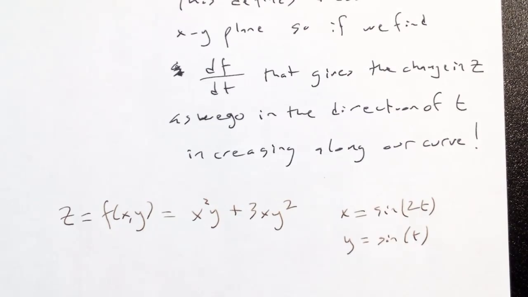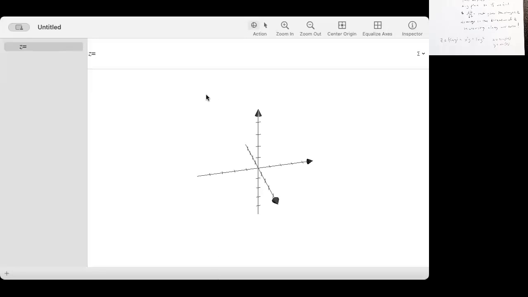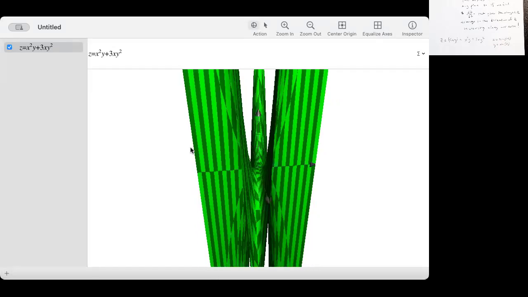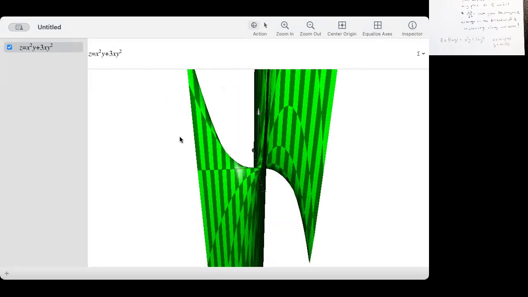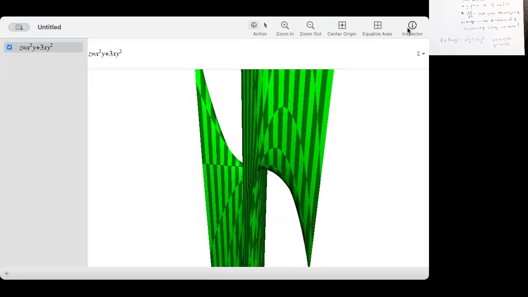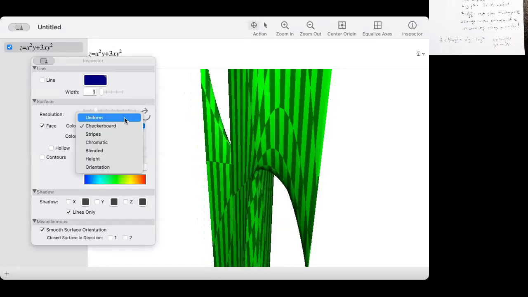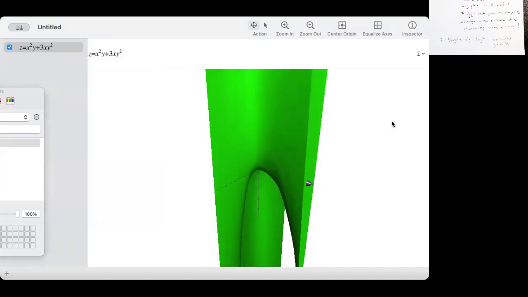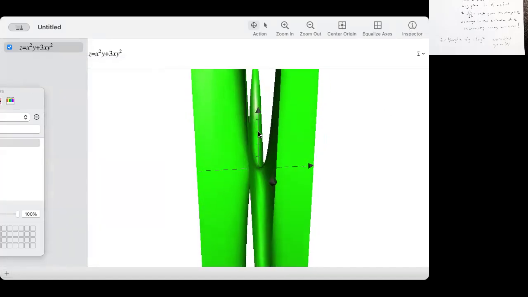Here's my graph. Okay, so I'm going to put our equation. Z equals x squared, not capital X squared y plus 3xy squared. This is my hyperbolic paraboloid, weird. Oh, that's a weird shape, isn't it? Let's change the colors because I don't like having that checkerboard on it. So I'm going to change the colors from checkerboard to solid. We'll just make it green again, and that's fine. Okay, so here's this, right?